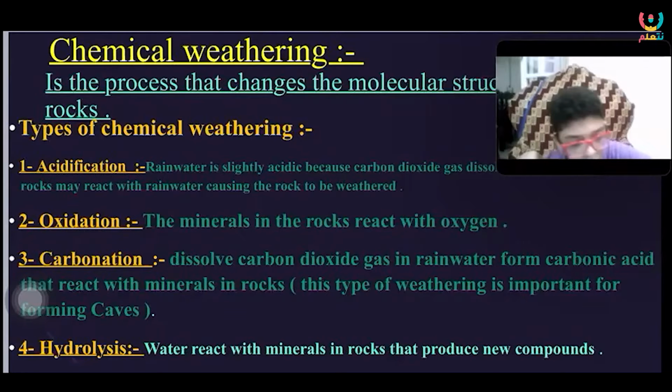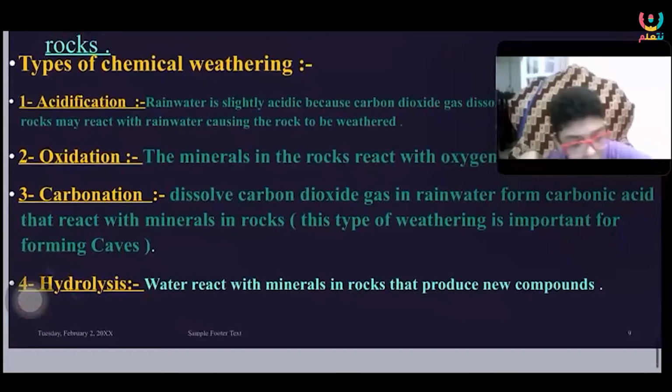When the rainwater falls down through the air, the carbon dioxide reacts with the rainwater, or combines together. Then it falls down to the rocks, and what can we find inside the rocks? Minerals. So the minerals inside the rocks react with the rainwater, and then the rock will be converted to another rock or be weathered. This is the first one. Is this clear for all? Yes.